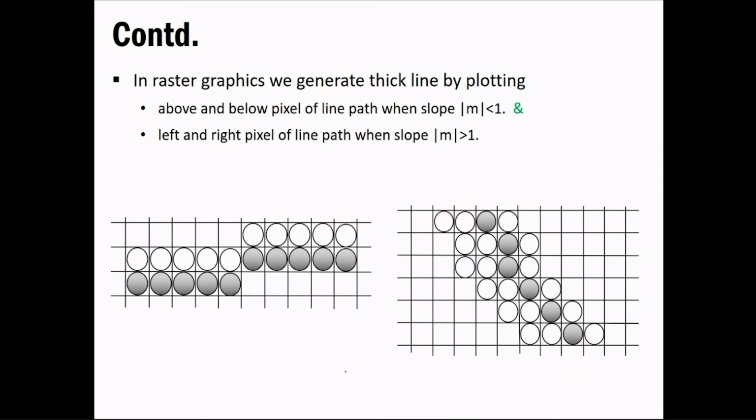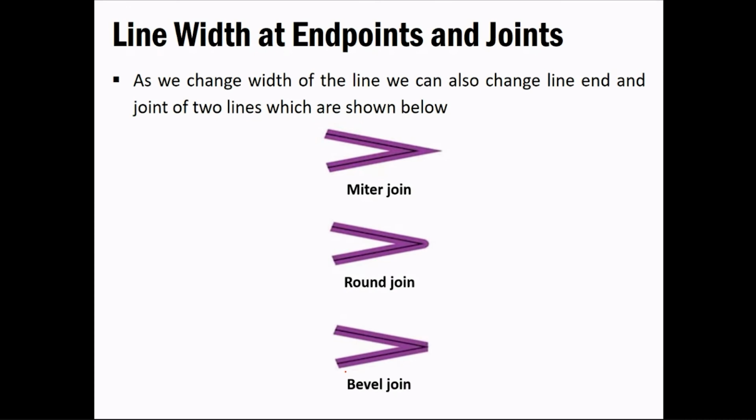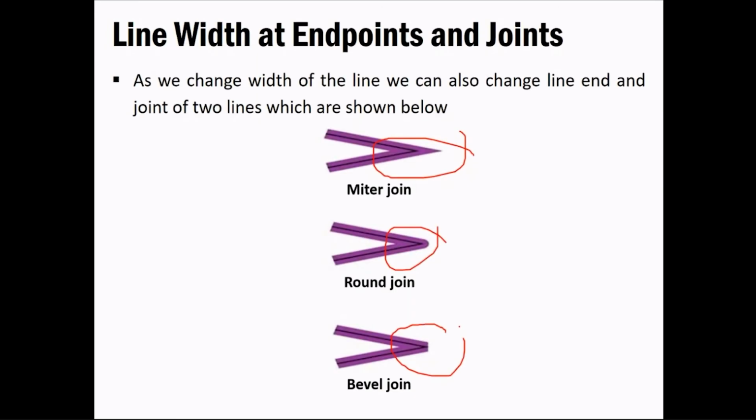Okay, if you want to do something really interesting, now we have three kinds of joints over here, so that you could get a very good result. As we change the width of the line, we can also change the joint of the two lines which are shown below. So we have first the miter joint, second the round joint, and the bevel joint. You can do this kind of thing in your programming.